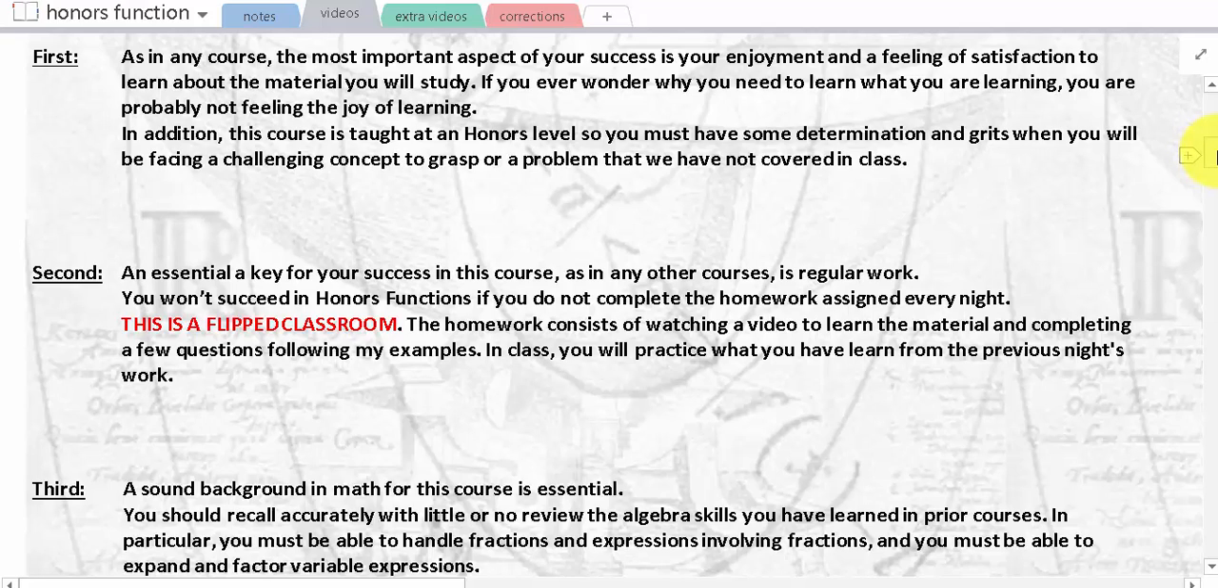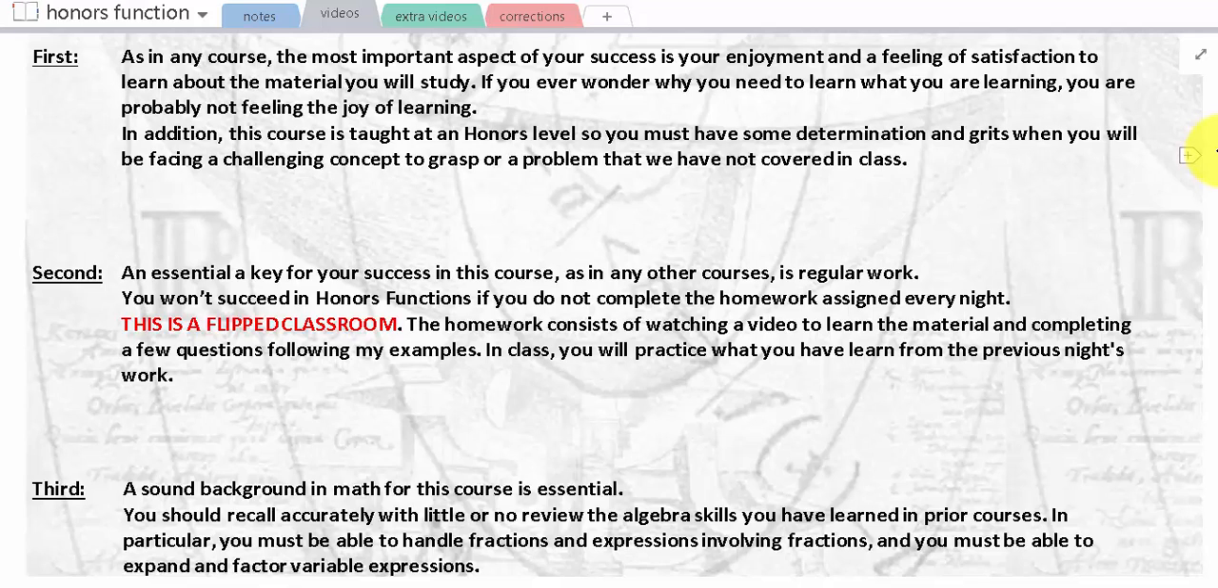Second, just like in any other course, you have to work regularly and diligently. This is a flipped classroom. Every night you will be required to watch a video that will last around 20 minutes, sometimes shorter, sometimes a little bit longer. Before the video you have to print my notes and you will follow along, especially when I cover some examples. You are required to do all the examples in the notes, okay? That is what constitutes your homework.